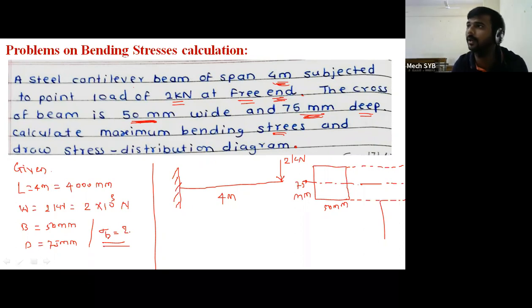So this will be the figure. That is cantilever beam subjected to the point load at the free end and the length of the beam is 4 meter. And the section is given as a rectangular section as per the dimensions mentioned in the statement. 50 mm and 75 mm.